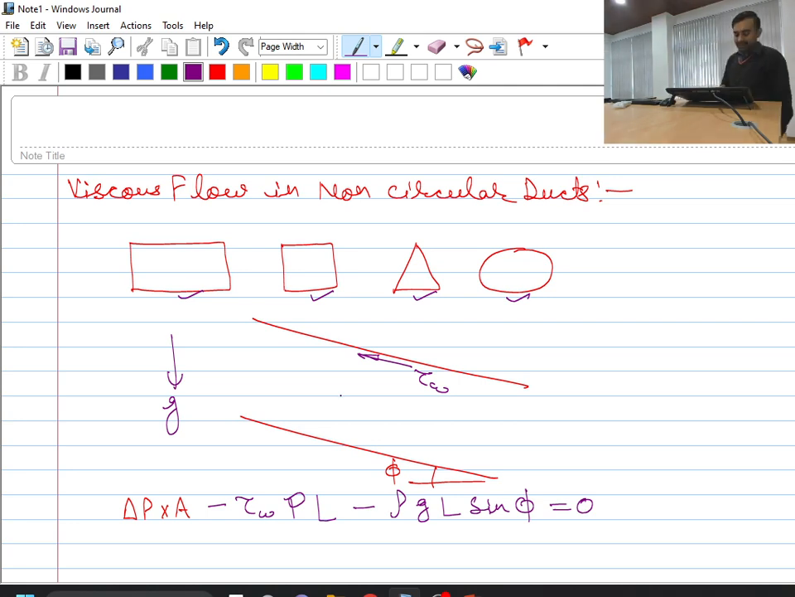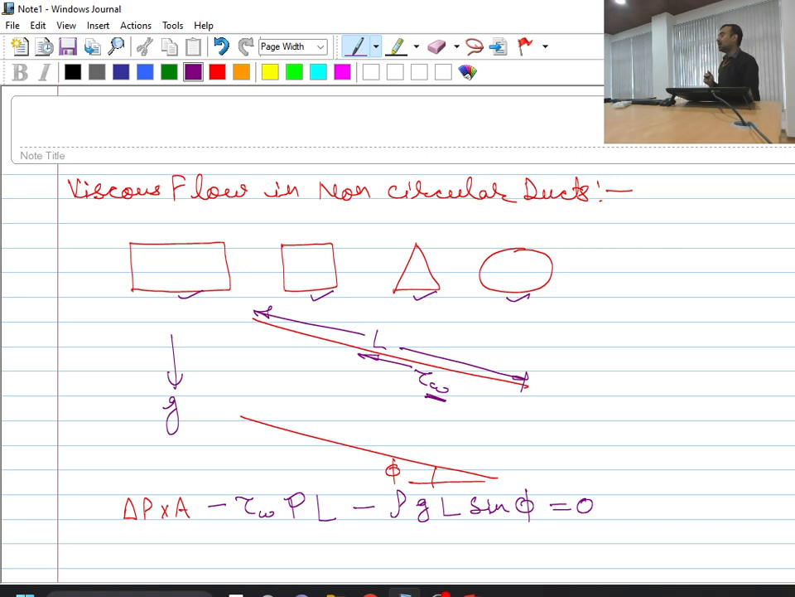So what I have done is I considered a non-circular duct. This duct can be of any cross section. At the moment I am not specifying any specific cross section, but I am considering a generic geometry. If I have an inclined duct, say L is the length of the duct, and it is inclined at an angle phi. My gravity field is acting in the vertical direction. Tau W is the wall shear stress at the wall of the duct.